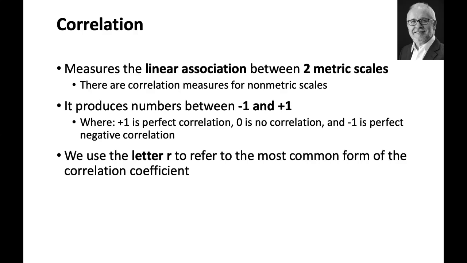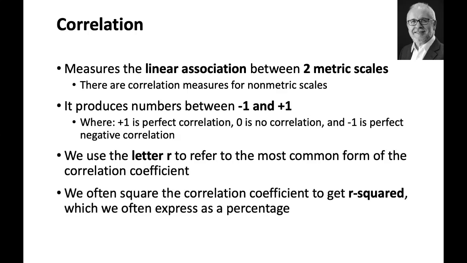Now, we tend to use the letter R, either a small case r or an uppercase R, to refer to the most common form of the correlation coefficient. So when you see R or R squared, then you know that we're talking about the correlation coefficient. We're talking about the linear one. We're talking about the one that uses scales. And we will often square the correlation coefficient to get a number we call R squared. And we often express that as a percentage. And again, I will show you more about that in just a moment.